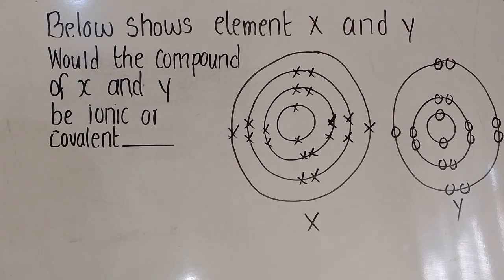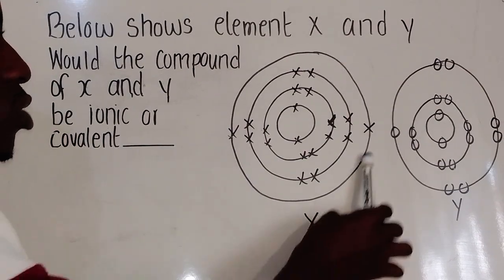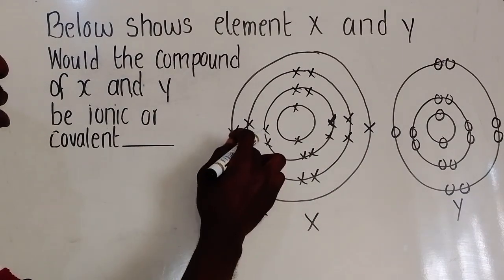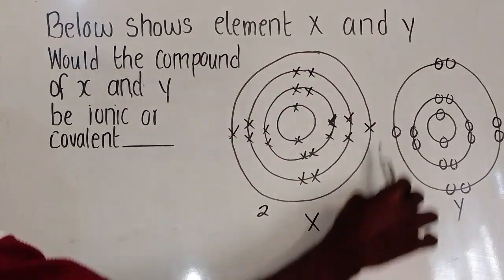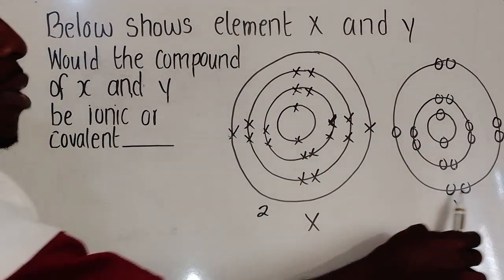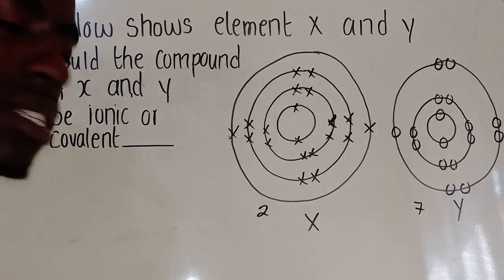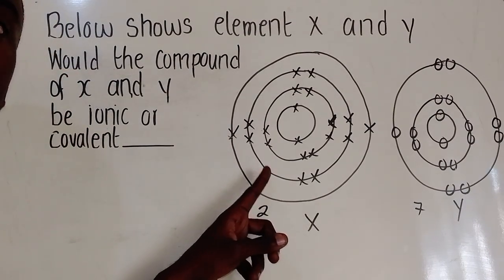So what you need to do is first identify which groups they are found in. So how can you identify? You check the electron number in the last orbit. So the last orbit is this one. How many electrons are there? Here are given 2 electrons. You only count the last shell or orbit, this one. How many electrons are here? 2. How many electrons are here? There are 7.